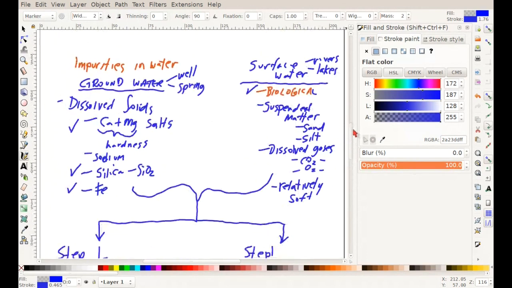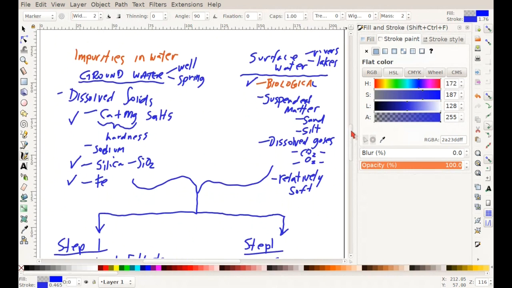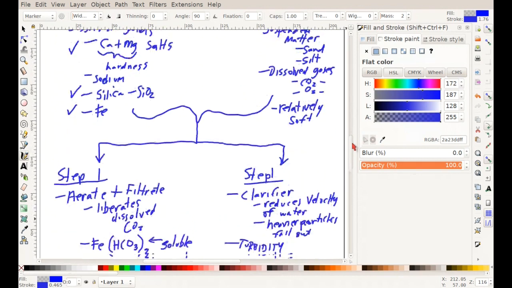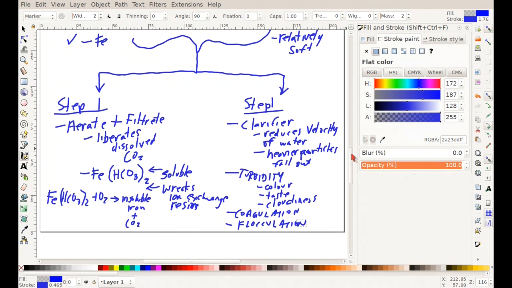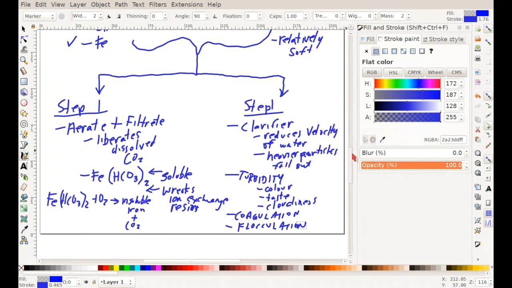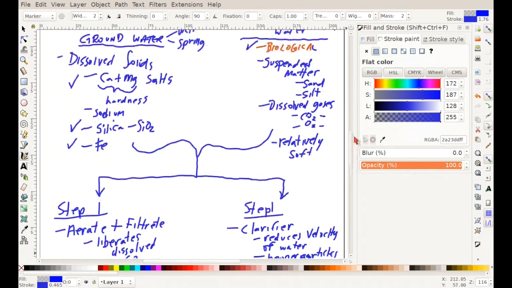Okay, so we start off with two different types of water sources, and they've got two different characteristics. The one on the left is groundwater. It's going to have silica, it's going to have hardness in it. But step one in that water doesn't involve removing any of the hardness, doesn't involve removing any of the silica. What we're going to do is aerate it and filtrate it if there is dissolved iron in the water that can foul the resin beads.